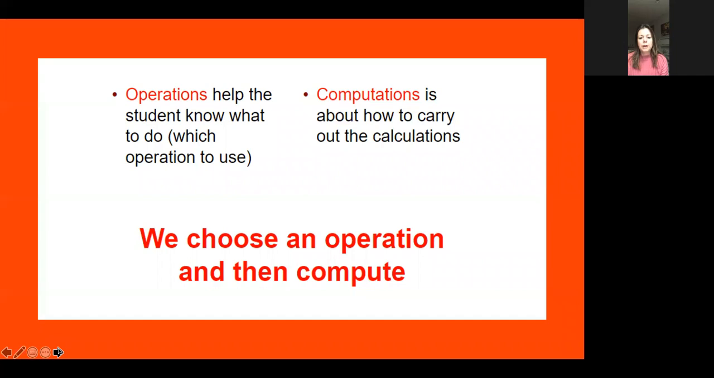So when we understand operations, that helps the student know what to do, which operation to use. And then the computation is how to carry out the calculation. We choose the operation and then compute.